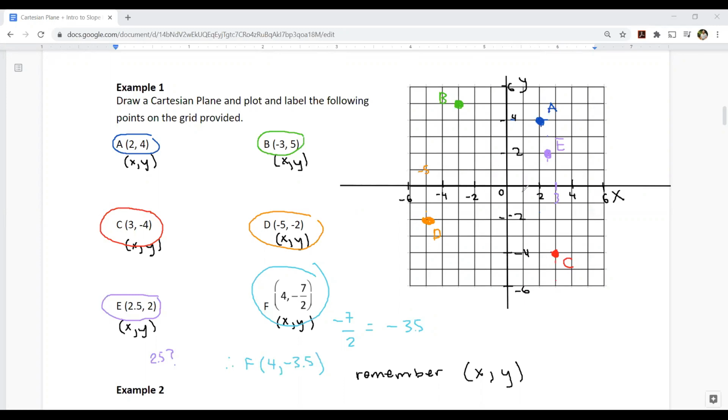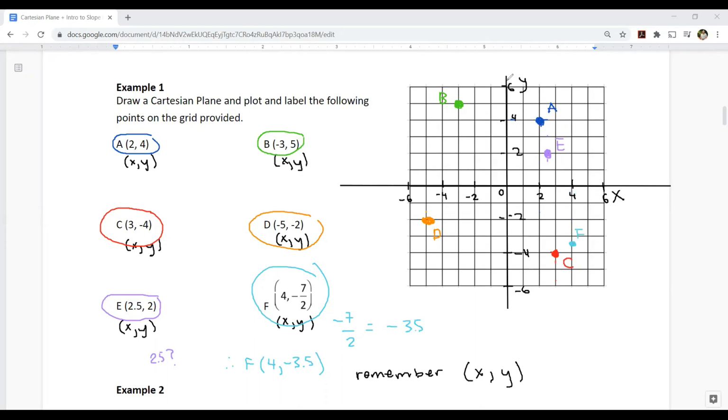Now first, it's important that we first do the x, so we're going to go on x and find +4. And then on y, we find -3.5, which is right in between here. Match those up, and then we plot our point.